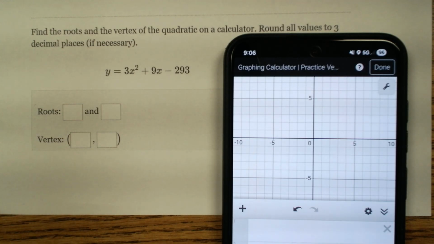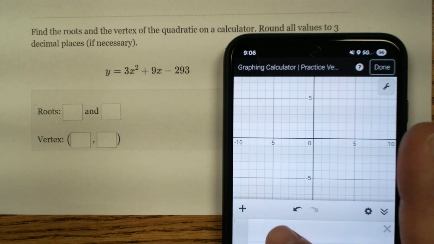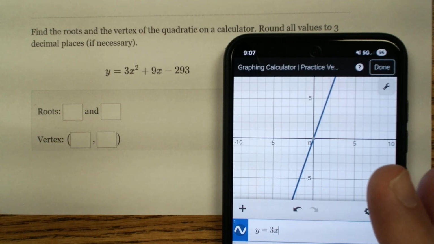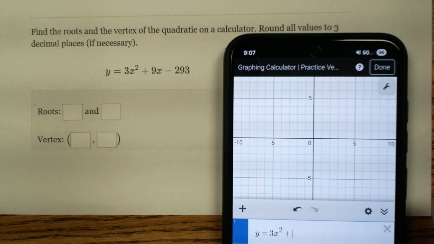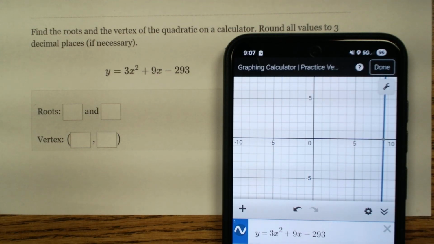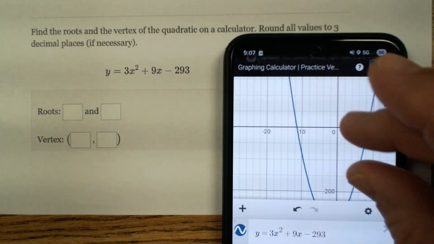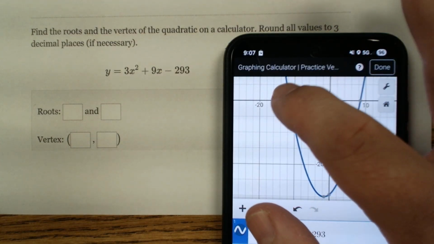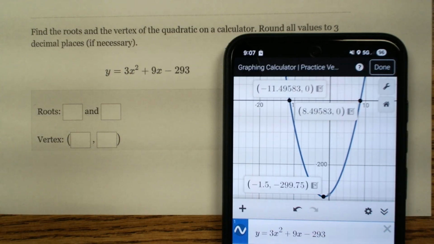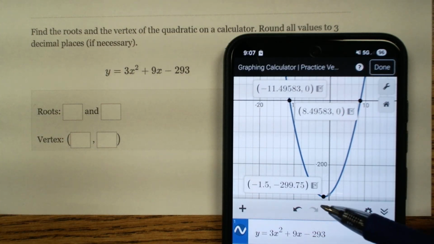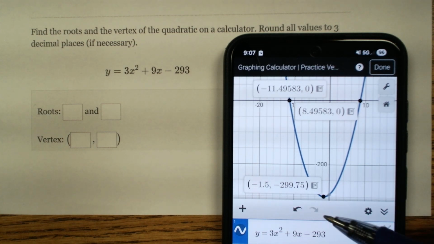So this one's going to be very similar. The difference is going to come that I'm going to have to actually round. So y equals 3x squared plus 9x minus 293. This ends up being irrational, so I'm going to zoom it out to get everything on the window here. There we go. So you can see just how similar this went at the beginning. I just tap on the roots and I tap on the vertex.